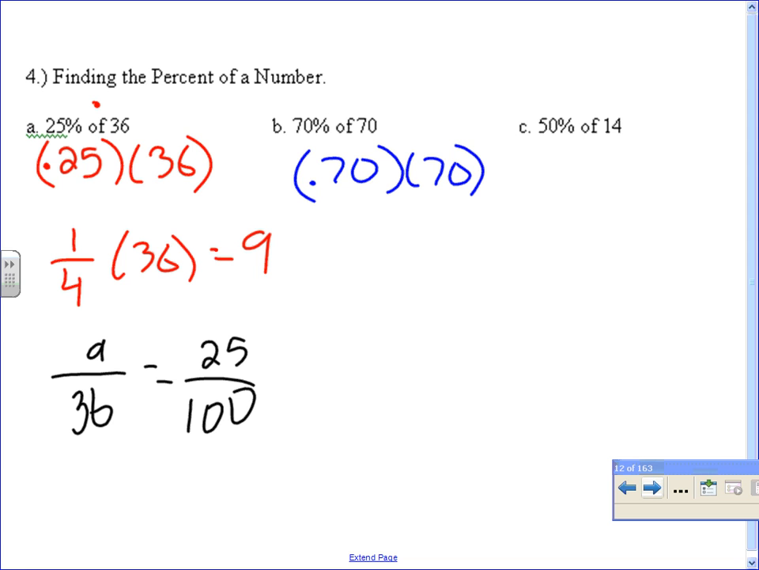Briar, what's the other way we could do this? 70 over what? Give me 70% as a fraction. 7/10 times 70. So you could also do it that way. Multiply across the top, across the bottom. Either way, Justin, what do we get? Good, 49. So the important part about this section is that of means multiply.